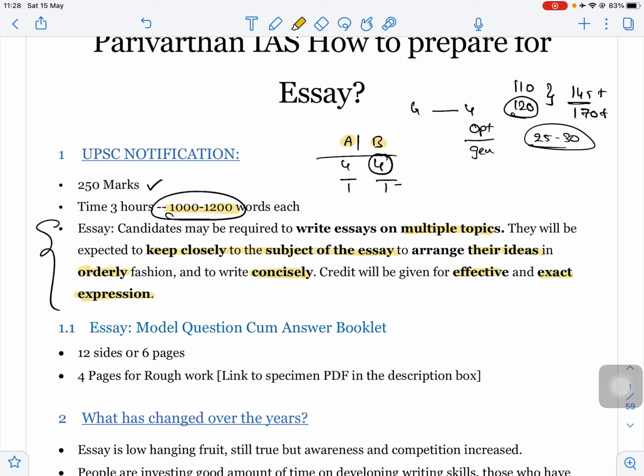As the famous Abraham Lincoln quote goes, if I have 6 hours to chop down a tree, I will invest 4 hours in sharpening the axe. So if I understand the meaning behind each and every term, what the toppers are doing, and what mistakes freshers and other aspirants are making, then that insight will help me coherently write this essay in a much better fashion. Now, according to the UPSC official website, the specimen copy has 12 sides or 6 pages for each and every copy, and 4 pages are given for rough work. I will link the specimen copy in the description.